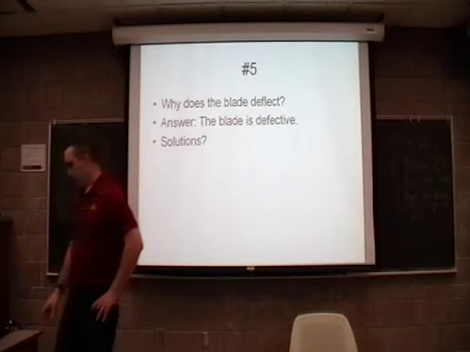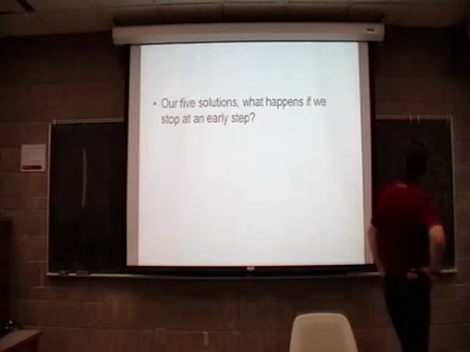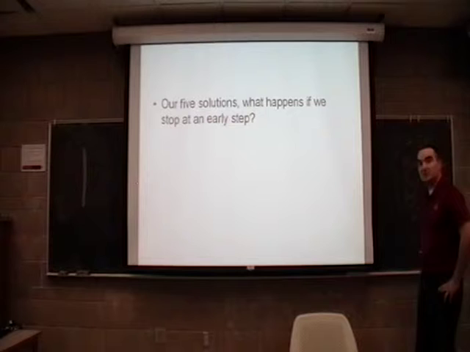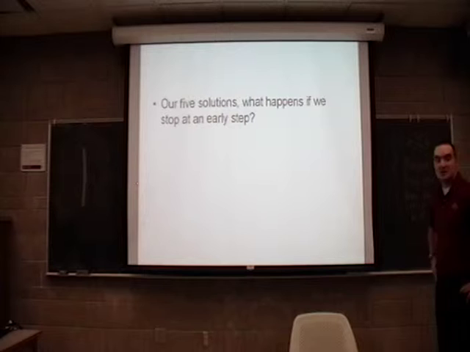Let's go over our five solutions that we came up with and see what happens if we stop at each one. So the first one is we're going to cut each board twice to get to the right length, just to make sure. Possible issues with that, if you cut everything twice, that takes more time, that takes more money, you're not being as efficient as you could possibly be. So let's move on to the second one. Measure each one twice to make sure you get it cut right.